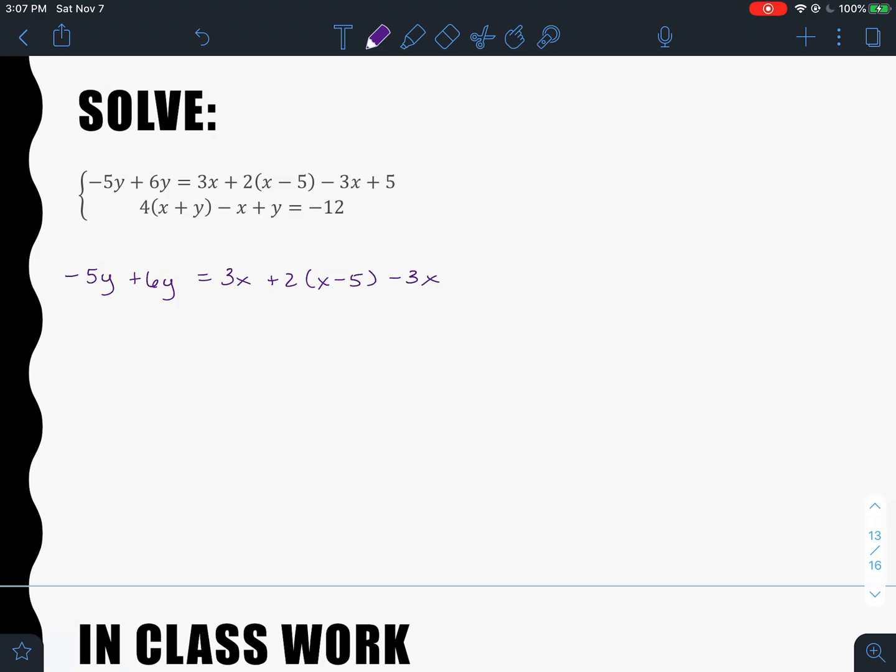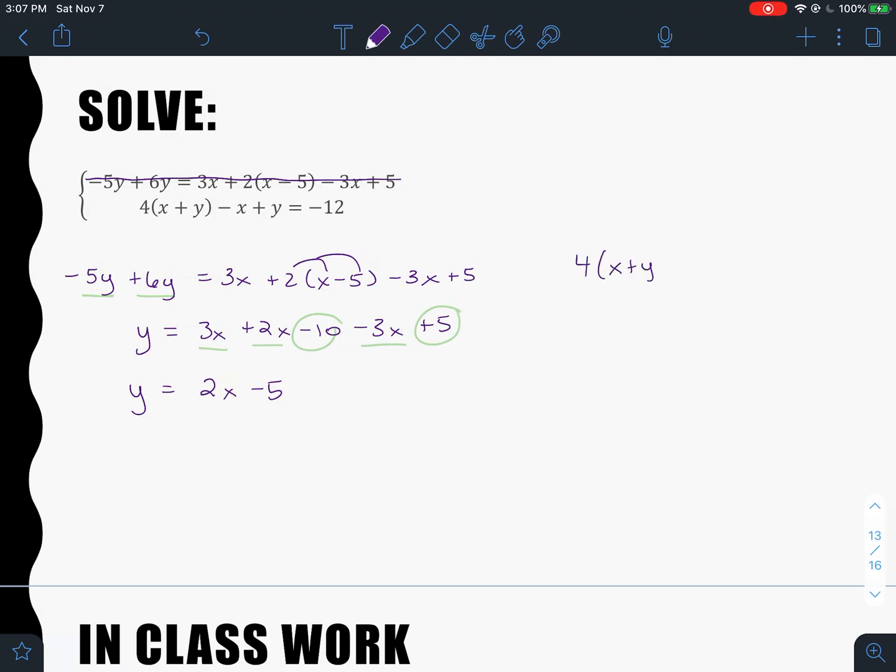Negative 5y plus 6y equals 3x plus 2 times x minus 5 minus 3x plus 5. So let's combine like terms. Negative 5y and 6y on that side will just be y. So I have y equals, now I'm going to distribute over here, 3x plus 2x minus 10 minus 3x plus 5. If I combine like terms on the right side, 3x plus 2x is 5x, and 5x minus 3x is 2x. So I have 2x, and then I'll combine my numbers. Negative 10 plus 5 is negative 5. So I have y is equal to 2x minus 5.